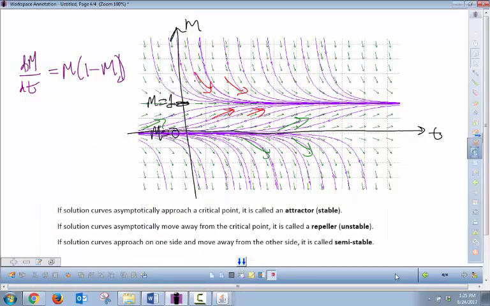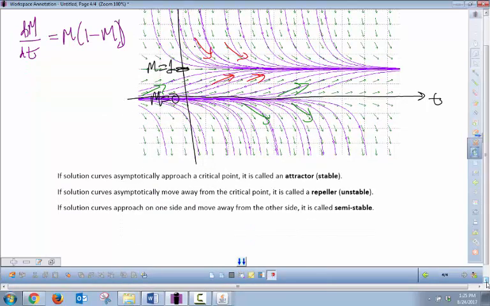Yes, these notes will be posted. So if a solution curve approaches an asymptote, that critical point, that equilibrium point that we found, is called an attractor. And if a solution curve goes away from an asymptote, that's called a repeller. And there are some cases where one side might attract and the other side might repel, in which case it's semi-stable. All left to right. We're all reading things from left to right.